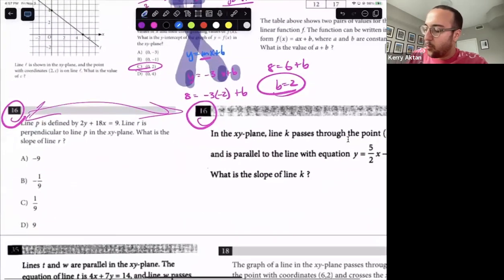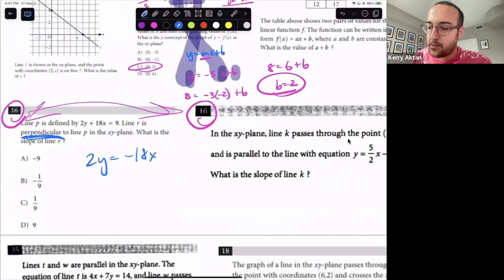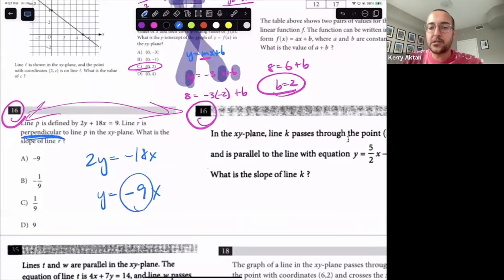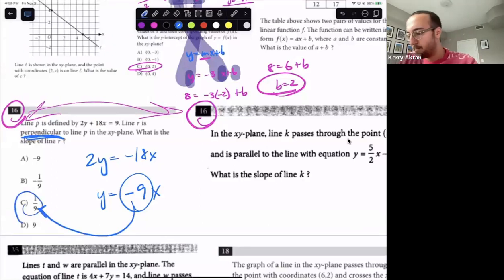But Olivia, what do you do with perpendicular lines? Perpendicular lines have opposite reciprocal slopes. So if this is 2y equals negative 18x, really the slope is y equals negative 9. So if the slope is negative 9, what's the opposite and reciprocal of negative 9? It's C. Good. So that's perpendicular. Again, perpendicular is opposite reciprocal.